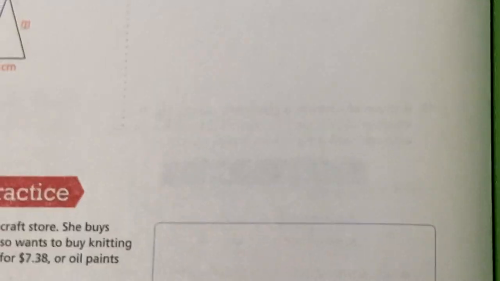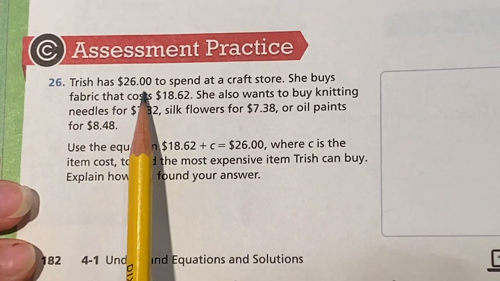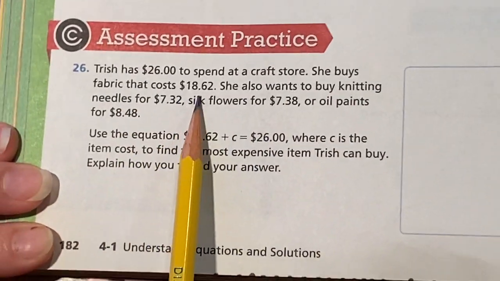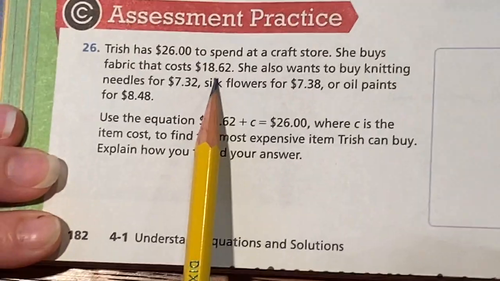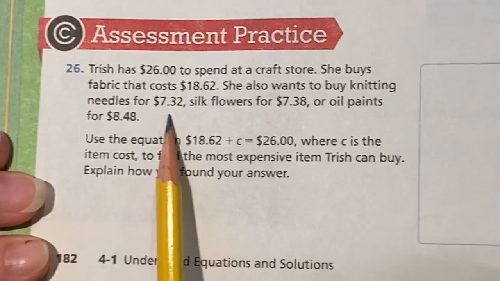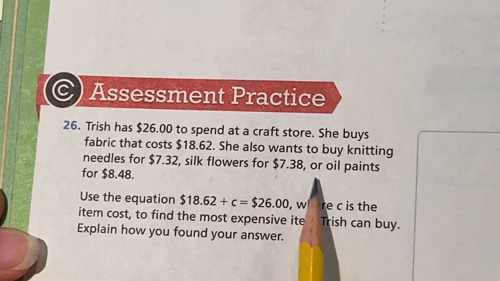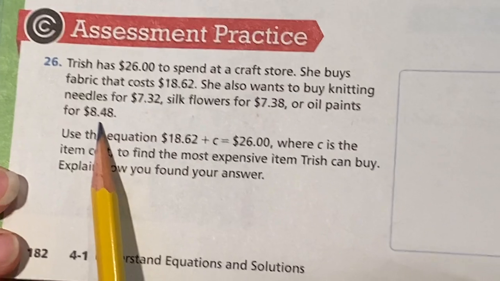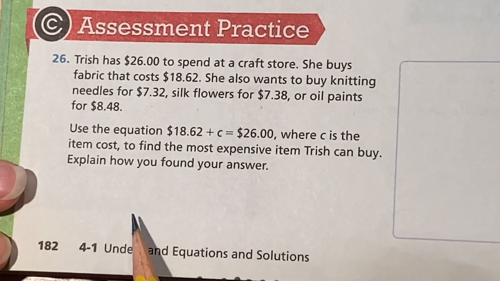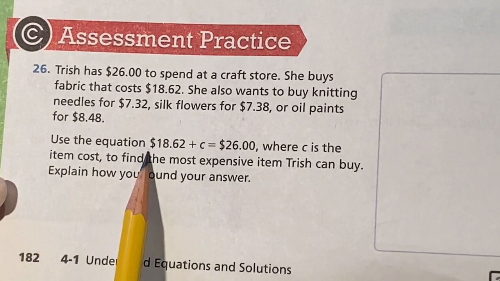Okay, here's just some practice problems. 26. Trish has $26 to spend at a craft store. She buys fabric that costs $18.62. She also wants to buy knitting needles for $7.32, silk flowers for $7.38, or oil paints for $8.48. So the question is, which of those things can she afford? Use the equation. It gives you the equation.